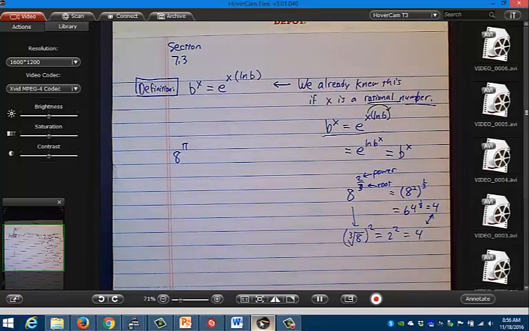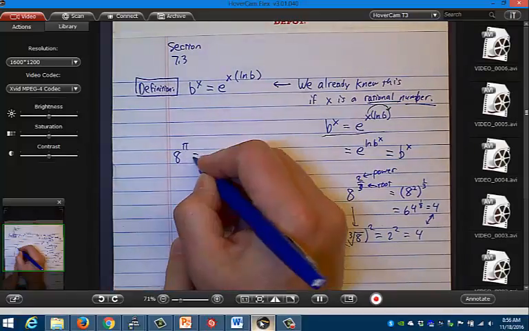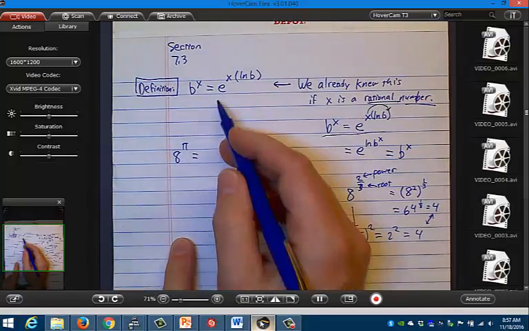What does that mean? It means nothing until you got to this class. 8 to the pi power didn't mean a thing until you got to this class. Now it has a meaning. 8 to the pi now means, can we use this formula?